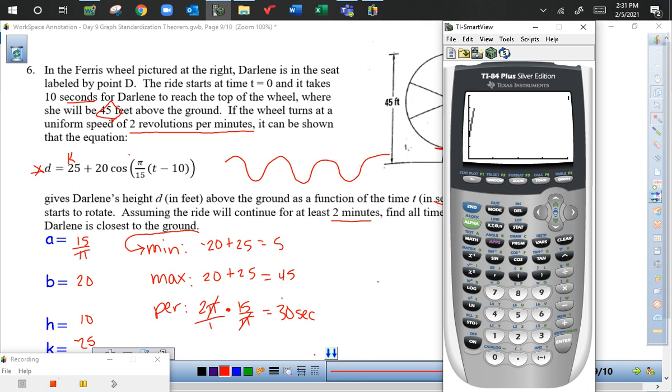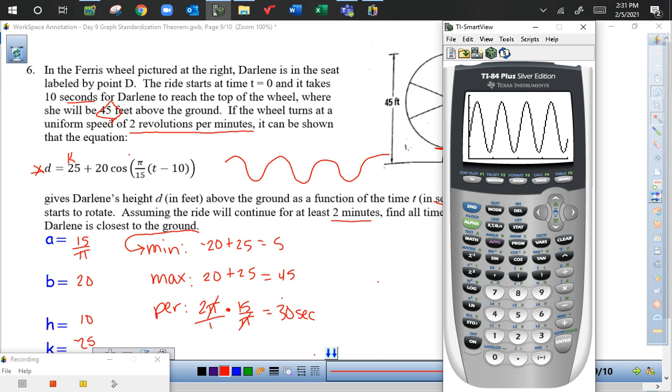Now we can see our graph pretty well. And I want to point out what I meant by being able to see the period. Okay, so I've got 30 along the bottom, but you'll notice it's the same distance because our period is max to max. And we're actually going to use that to help us with our answers here.